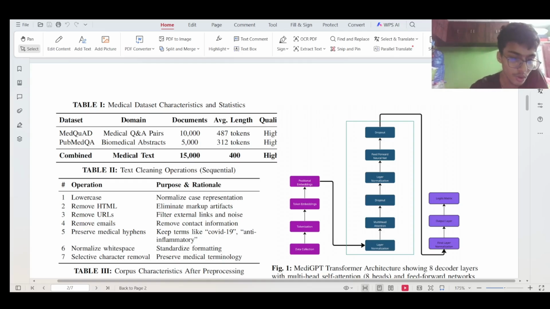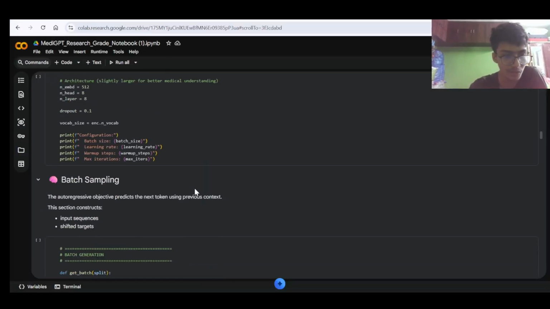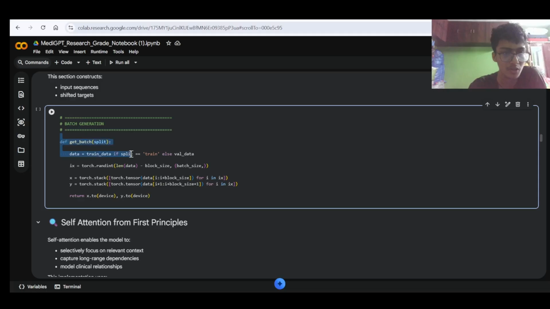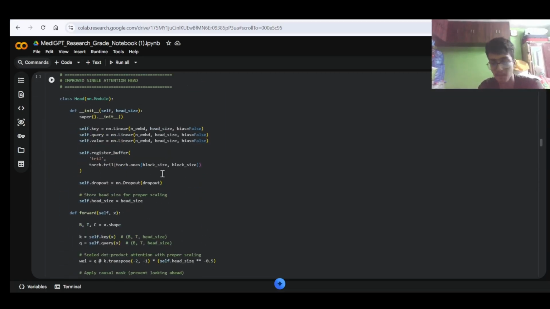I will just show you the code, then I will explain it step by step. So we do batch sampling. As you know, we cannot process all the data at once. So we convert our input data samples to batches so that we train in limited sequence sizes. Now this is self-attention. This is a part of multi-head attention.